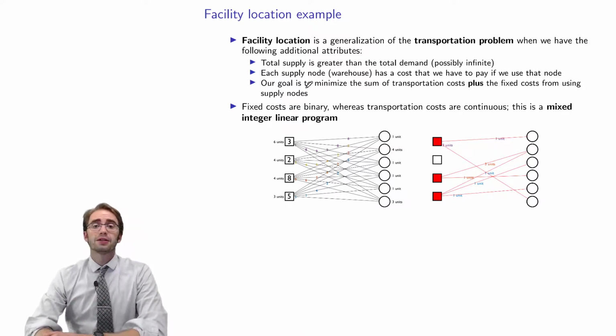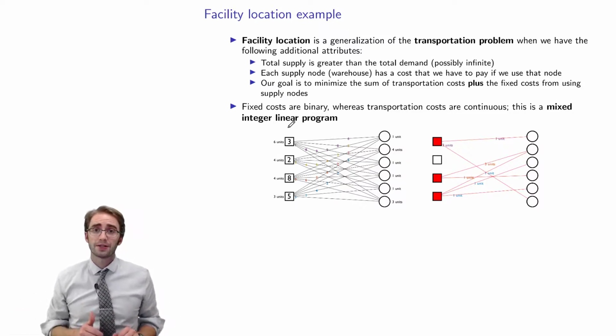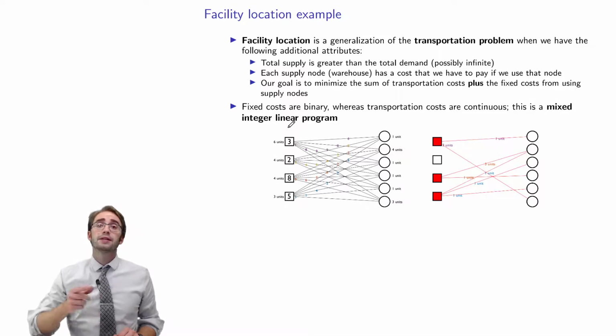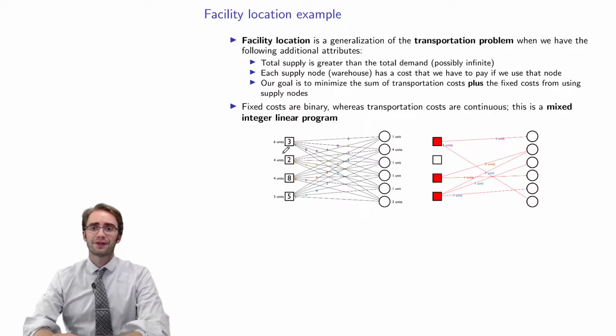And also each supply node now has a cost that I have to pay if I use that node. Okay, so some of these supply nodes, I used to call them warehouses. Now we're calling them facilities. Every node on the left has a cost that's attached to it, and you have to pay that cost if you use that node. And so the goal is to minimize the sum of these transportation costs from moving things from left to right, just as you saw in the transportation example, together with the fixed cost of actually using these nodes on the left.